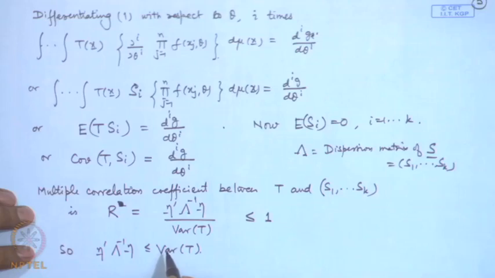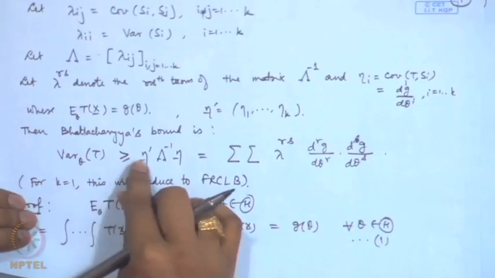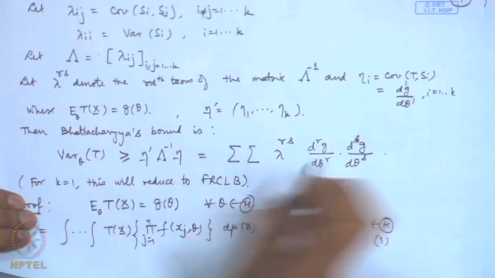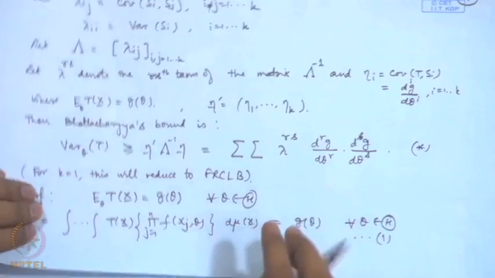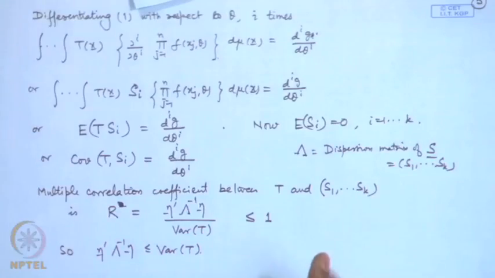Now, this is nothing but the Bhattacharya's bound. Variance of T is greater than or equal to, let me call it star, and if I expand these terms, then I get this.